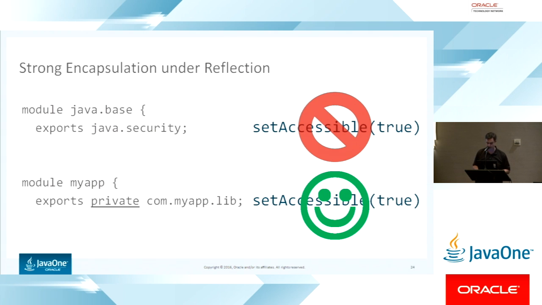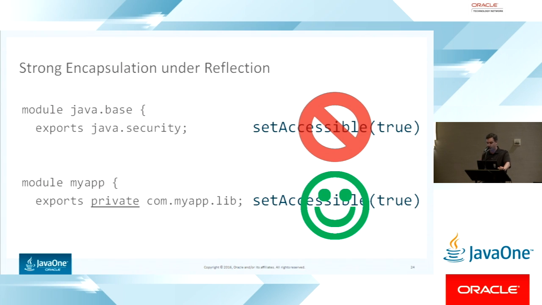Similarly, if you somehow obtain, maybe someone passes it to you, a java.lang.reflect.Field object for a private field in a public type, you cannot call get or set on it. And even calling setAccessible won't help.